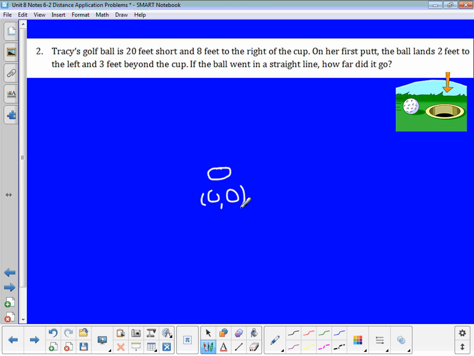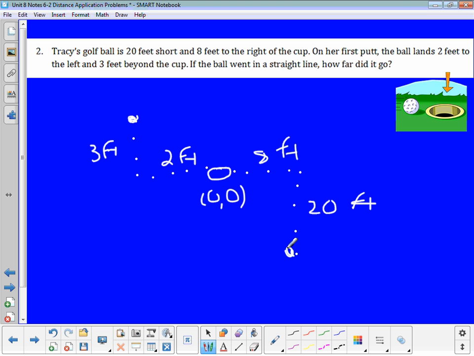Okay, now it tells us in the problem that Tracy's golf ball is 20 feet short and 8 feet to the right of the cup. So I'm going to say that it's 8 feet to the right and that it's 20 feet short. Okay, but then she's going to shoot the ball and it's going to land 2 feet to the left and then it's going to land 3 feet beyond. Okay, so we're trying to figure out how far it is from here to here.